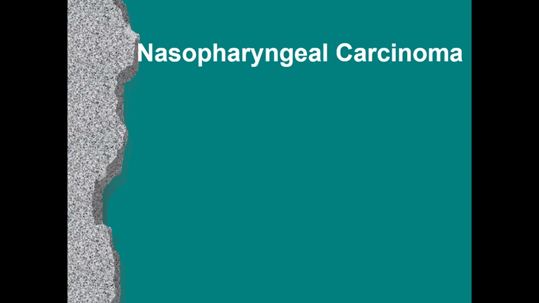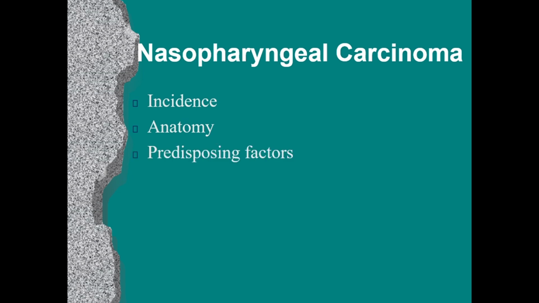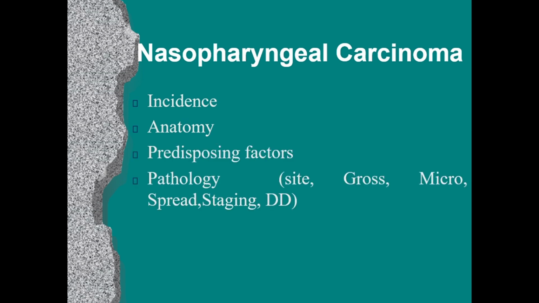Nasopharyngeal carcinoma, in fixed items I want to speak about: first the incidence, the anatomy, predisposing factors, and pathology. The pathology includes 6 items: size, gross, microscopic picture, spread, staging, and differential diagnosis.